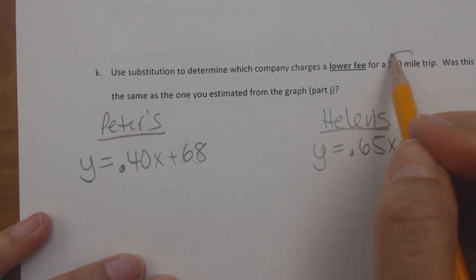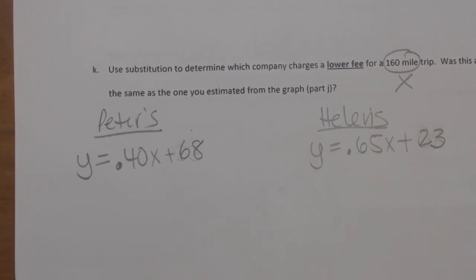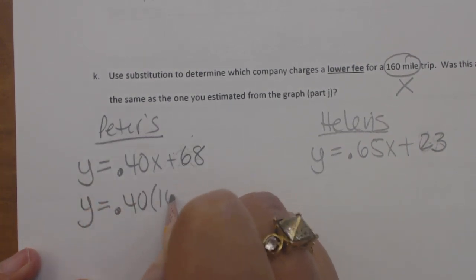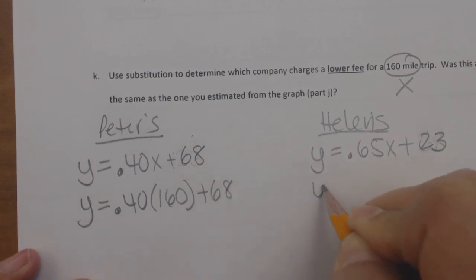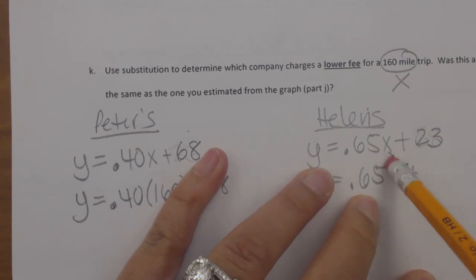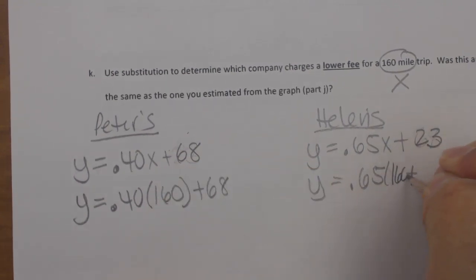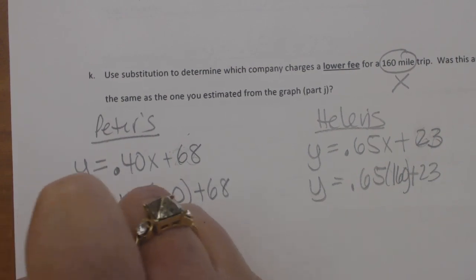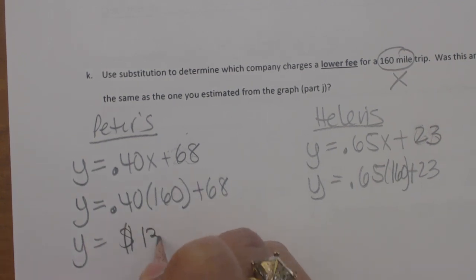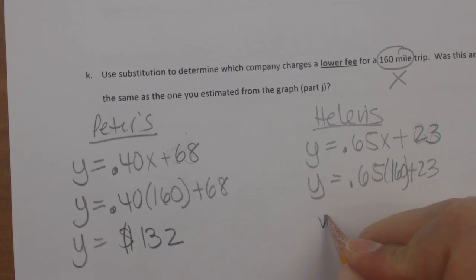What we have to do is find the lower fee for 160 miles. Remember, 160 miles represents the x. So we have to substitute in. So again, we're making a prediction for each one. Substitute in 160, and let's see what our y value is. Doing our math in our calculator, I'm just going to multiply 0.40 times 160, and then I'm going to add 68. I'm going to get 132. So that's how much Peter would charge.